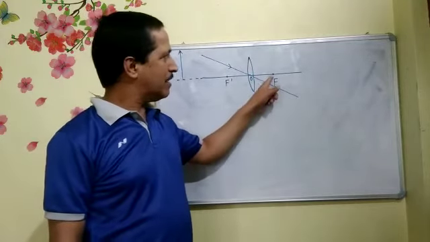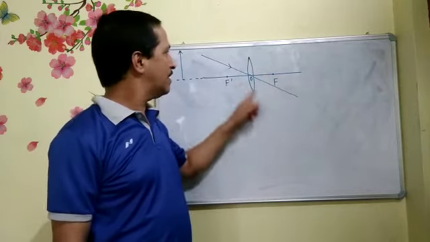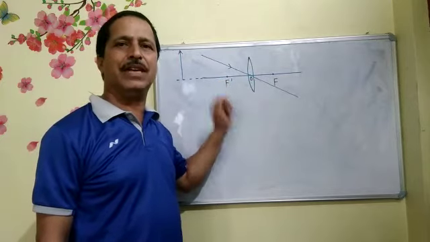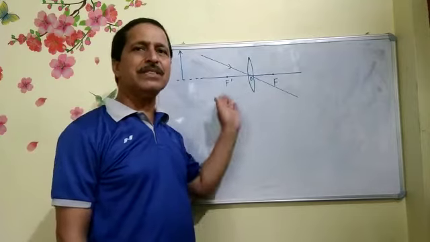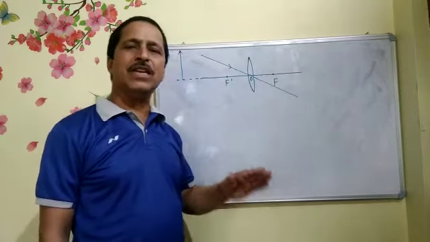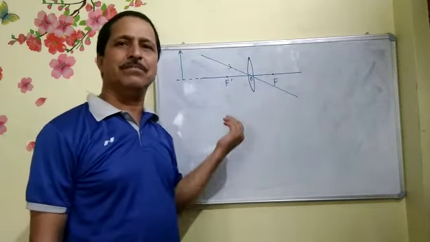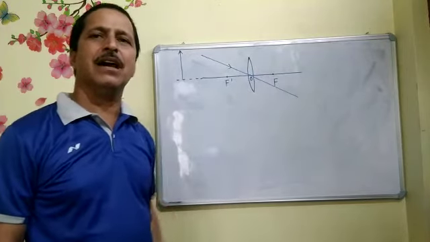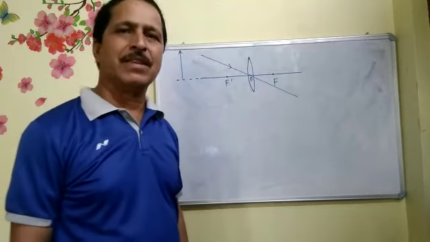I have denoted the focus on the right side of this lens by F, and to the left the point has been denoted by the letter F dash. For convex lens, the principal focus is on the right side, and for the concave lens, the principal focus is on the left, but the focal points on both the sides are equidistant from the optical center of the lens.